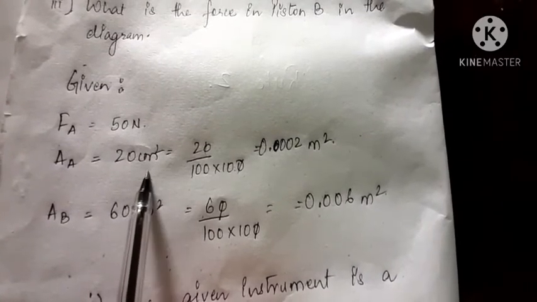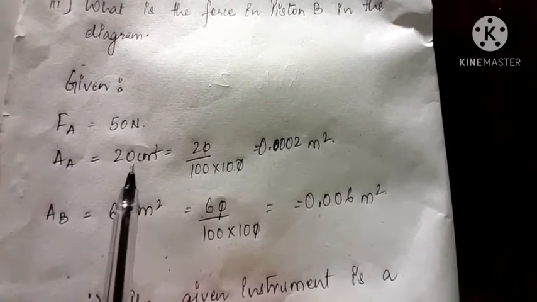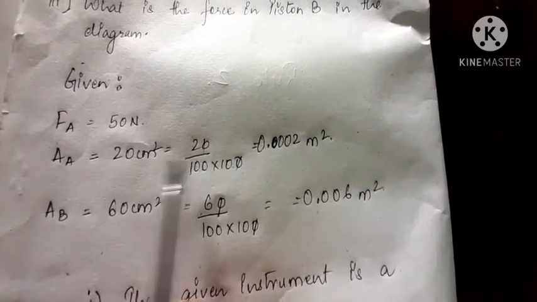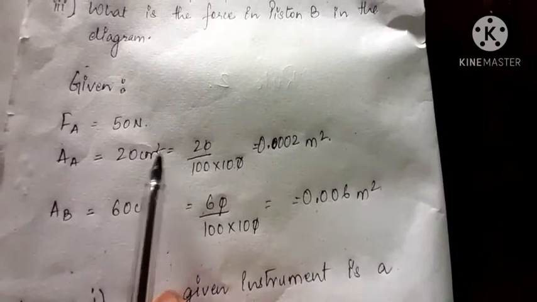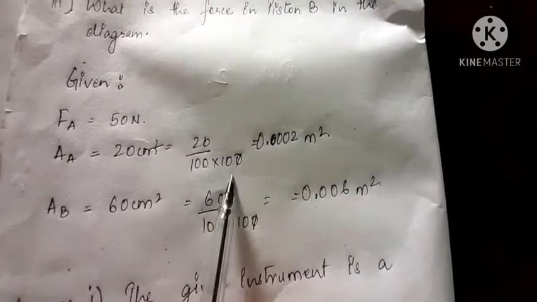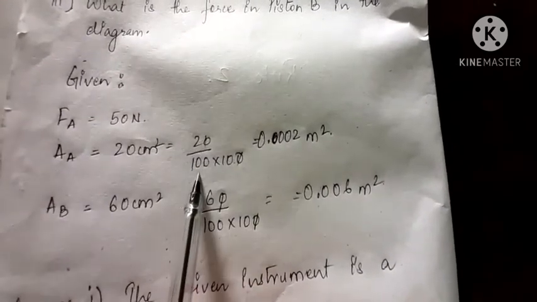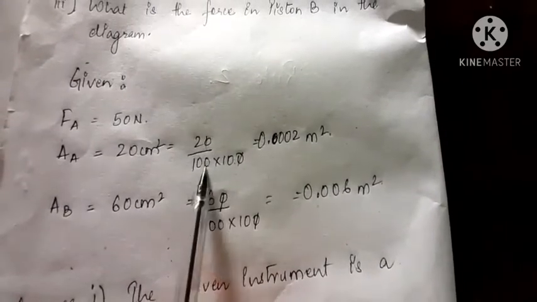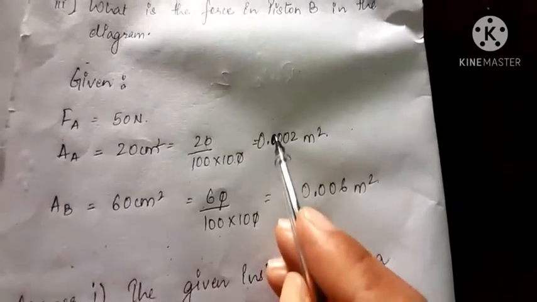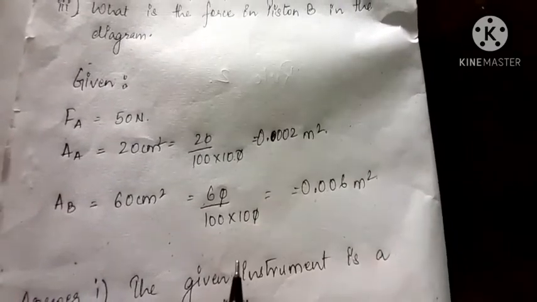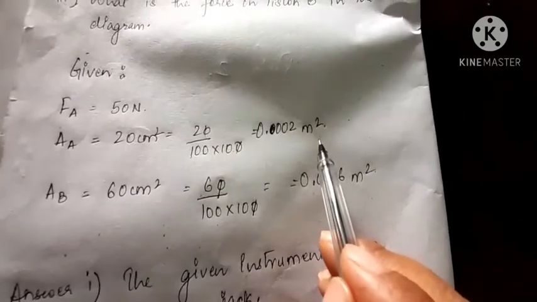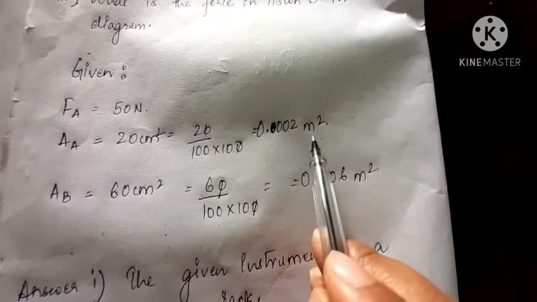I know that 100 centimeter is 1 meter. So I will divide 20 by 100. But since it is square here, I have to do it twice: 20 divided by 100 into 100. When I cancel the zeros, what will I get? I will get the answer as 0.002 meter square. Now my area of A is 0.002 meter square.